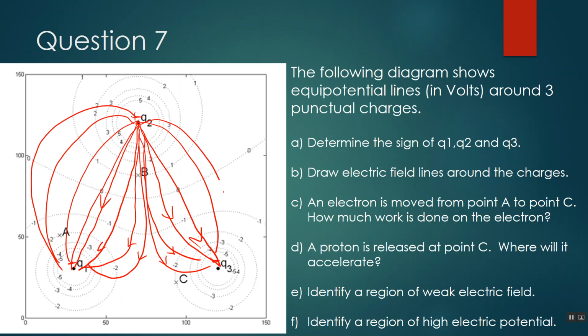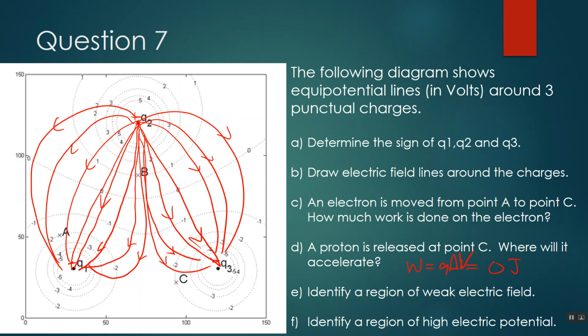Like that. Okay? An electron is moved from point A to point C. How much work is done? Well, we have to remember that work is equal to voltage or delta V multiplied by Q. So work is equal to Q delta V. Well, that's pretty easy. The delta V between A and C is what? 0. No work is done if you're going from an equipotential point to another equipotential point.